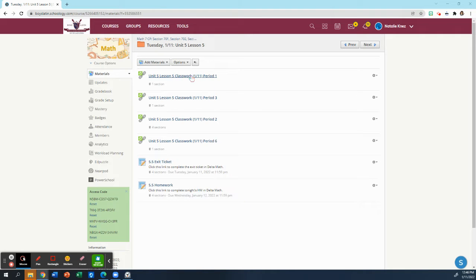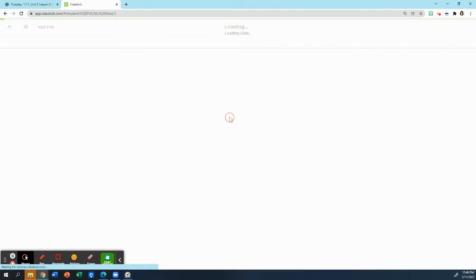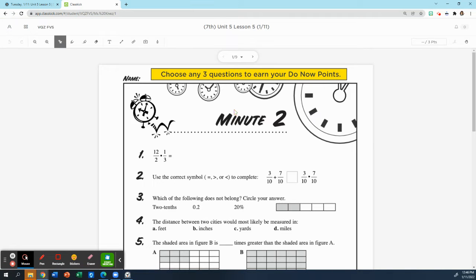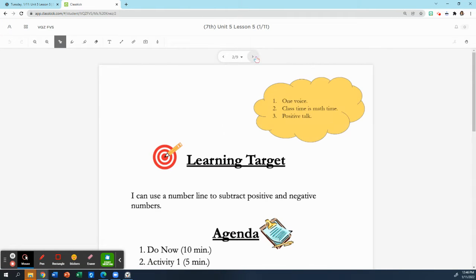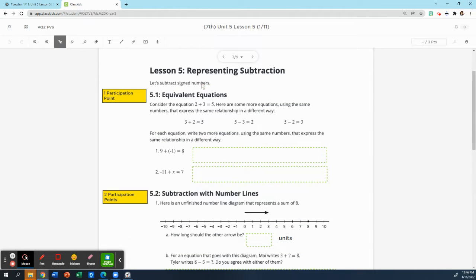The first thing you're going to do is open up today's classwork. Today's classwork is in Classkick. Make sure that you are logging in with Google. I don't have a student account, so I'm just typing in my name. When you get into Classkick, I'm going to have you skip the do now, skip slide 2, and jump right away to slide 3. So please meet me on slide 3 in Classkick, and then we'll talk.